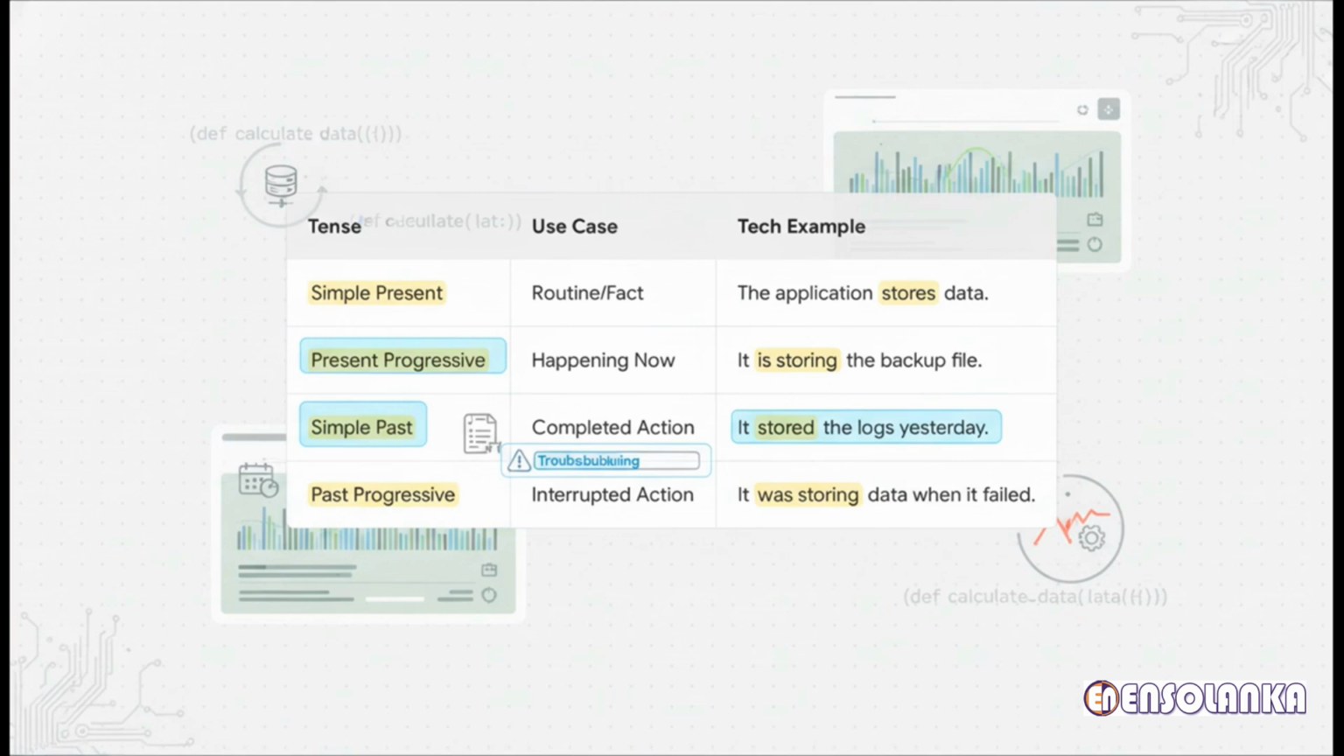Simple present for the routine facts. Present progressive for what's happening this very moment. Simple past for actions that are totally finished. And past progressive for an action that got interrupted. Each tense is the right tool for telling the right part of the story.